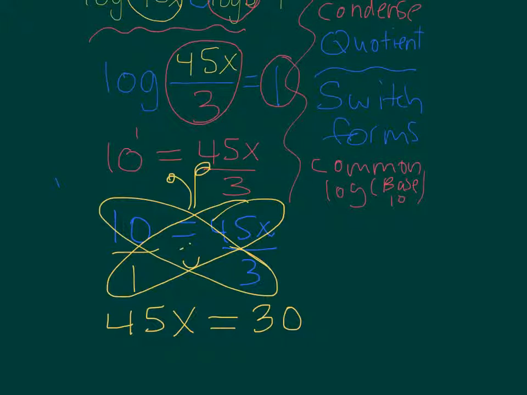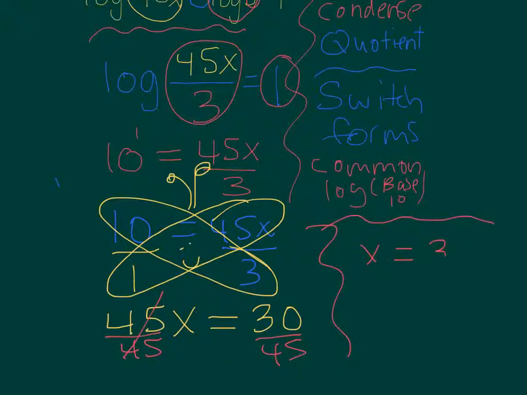All right, we want to solve for x. So I want to isolate my x. I'm going to divide by 45 on both sides. This will cancel. So look on the right side. I'm going to have x is equal to 30 over 45. Of course, we always want to simplify our fraction.